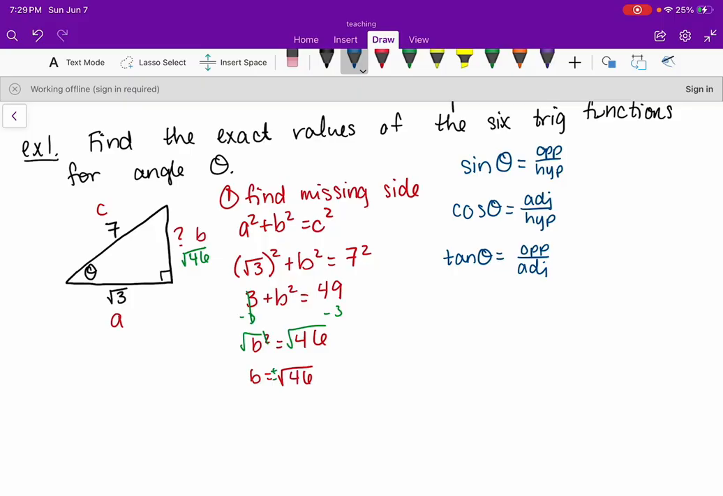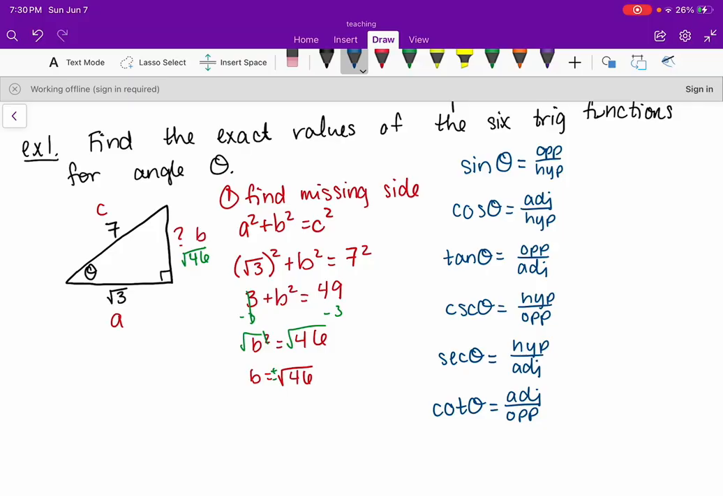And then I'll have to do the other functions as well, the reciprocals. So cosecant is the opposite of sine, so that's going to be hypotenuse over the opposite. Secant is the opposite of cosine, which is the hypotenuse over the adjacent. And cotangent is opposite of tangent, so that's going to be my adjacent over my opposite side.